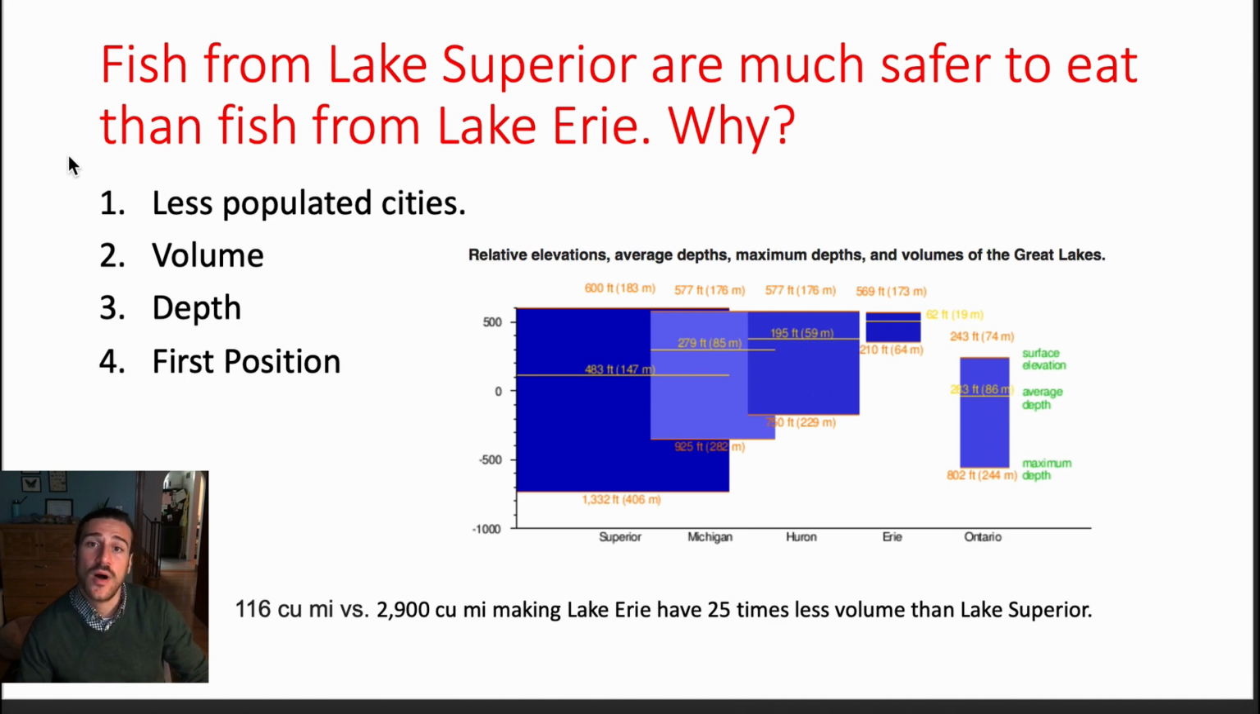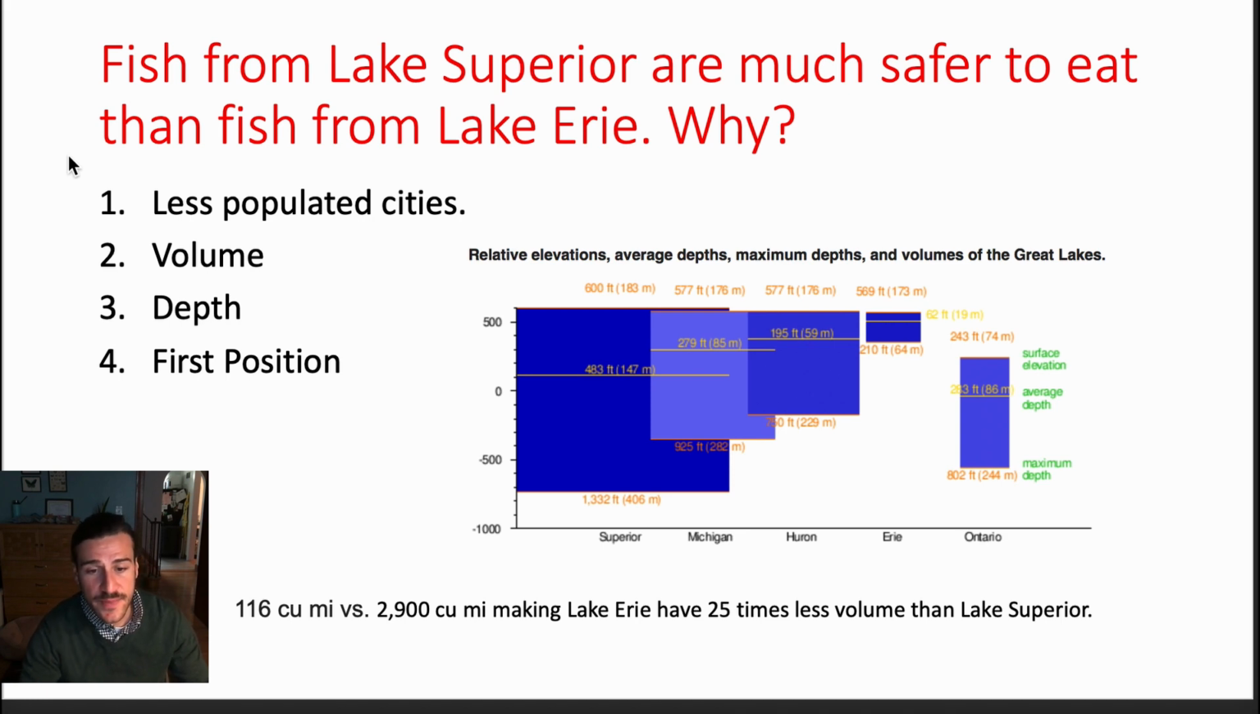the fresh water. Lake Erie is not deep. So yes, those pollutants sink, but on a windy day, all those pollutants get churned up back into the water column over and over again. Whereas there are pollutants that have stayed on the bottom of Lake Superior since they were first put there 100 years ago. And then finally, we have the first position.